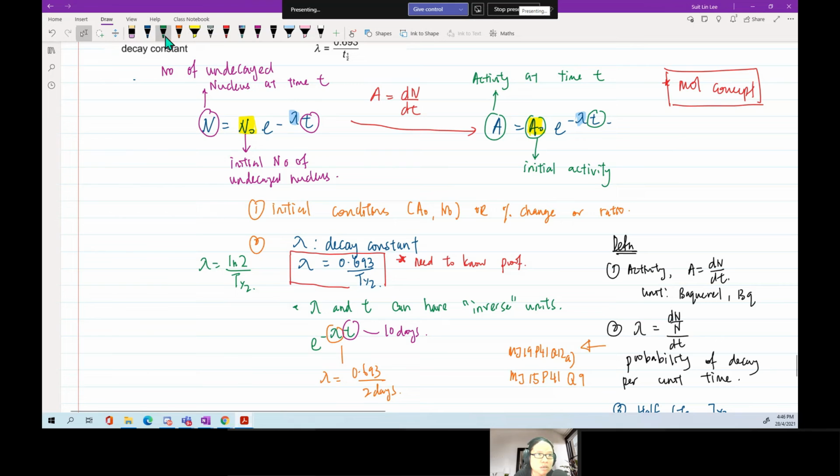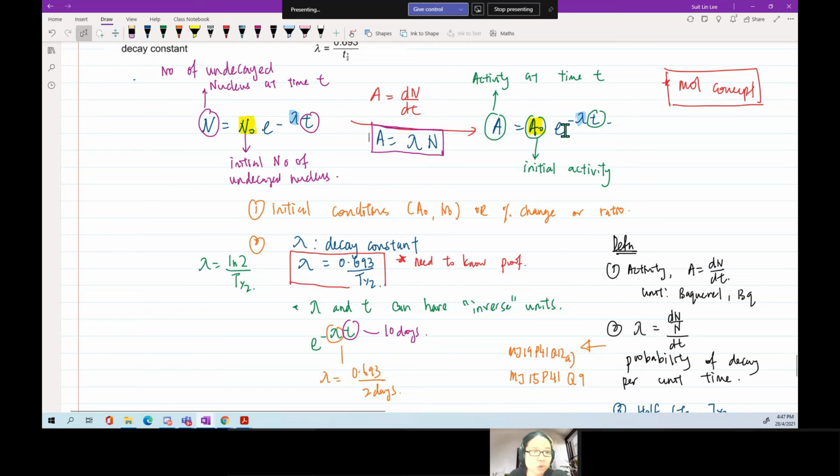A is dN/dt, but A is also equal to lambda N. Actually, this one is more useful. Why? Because this is an exponent. You differentiate an exponent, you get back an exponent with a constant in front. So I throw the constant in front. Watch the video again. You differentiate this one, don't you get this one?